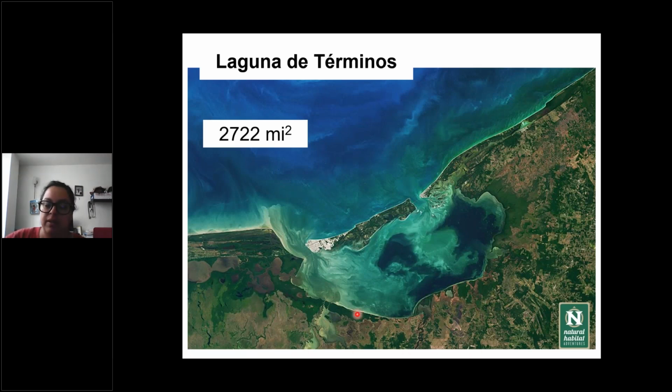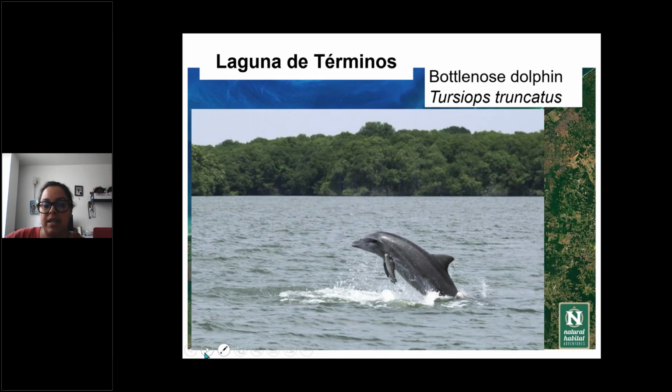Due to its characteristics and location, most of it is surrounded by mangrove and estuaries. The lagoon is home to about 500 bottlenose dolphins. Of course, it's a population that is moving in and out, going to the Gulf of Mexico and coming back, but it's one of the highest bottlenose dolphin populations in Mexico, and according to the researchers, one of the healthiest as well.